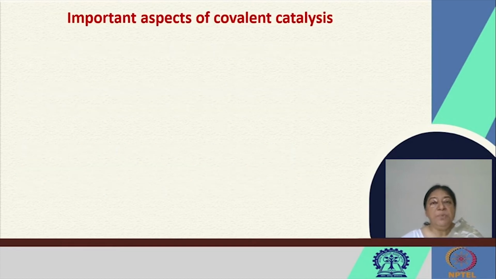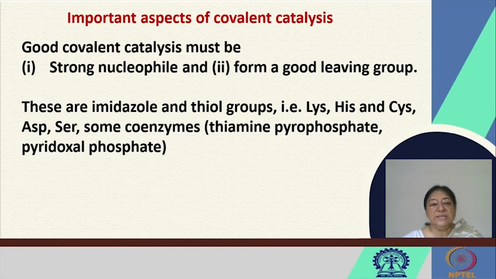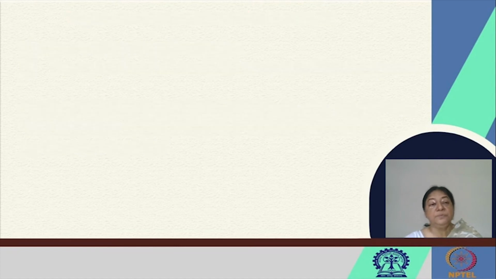So, the important aspects of covalent catalysis indicate that there has to be a strong nucleophile, and it also has to form a good leaving group, because as we realize, we do not want the bond to be too strong so that it cannot be broken in the catalytic procedure. In this case also, we have imidazole and thiol groups and specific coenzymes like thiamine pyrophosphate and pyridoxal phosphate.